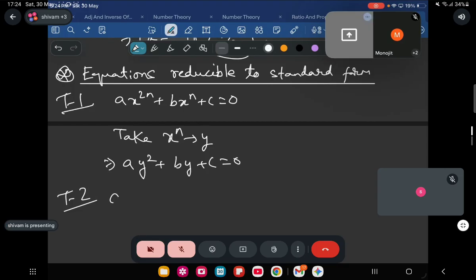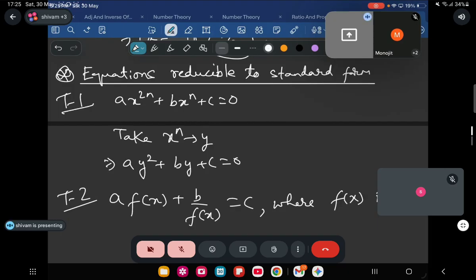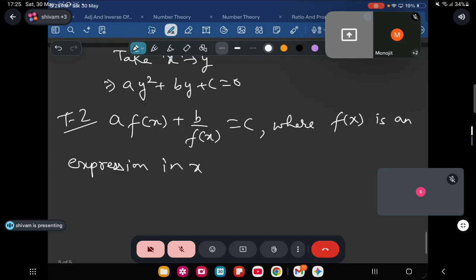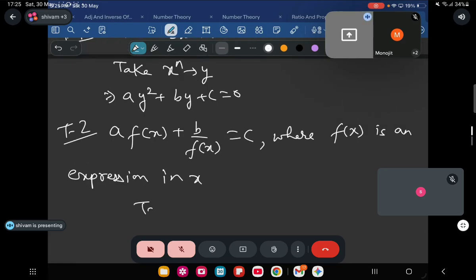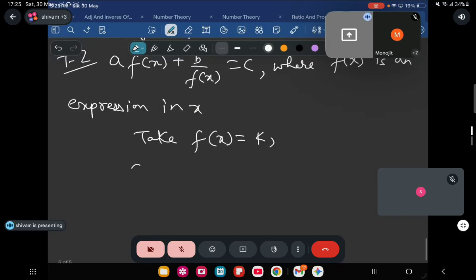Type 2: a f of x plus b by f of x is equal to c, where f of x is an expression in x. So over here, what do we need to do? You have to take f of x equal to k, right? And what will you get? You will get ak plus b by k equal to c. Right, everyone?